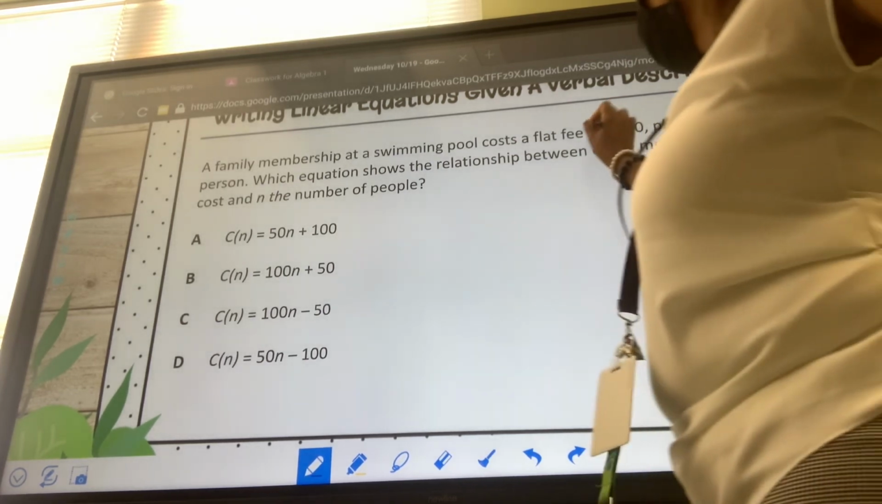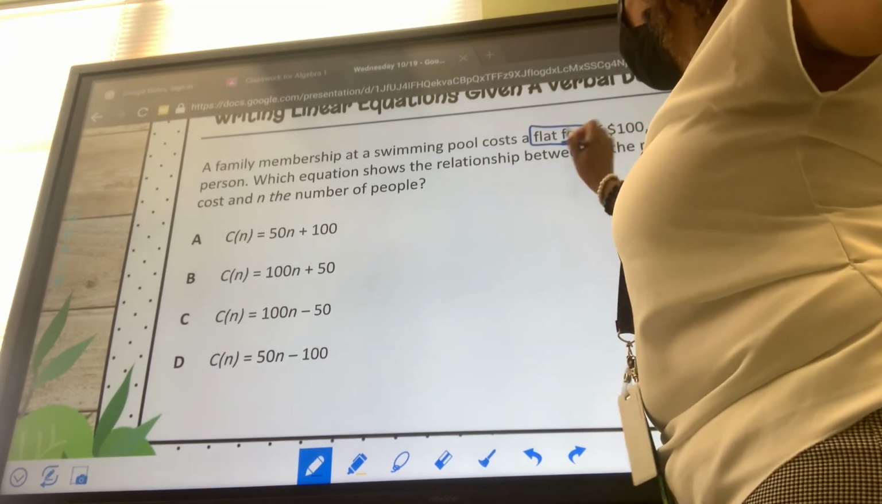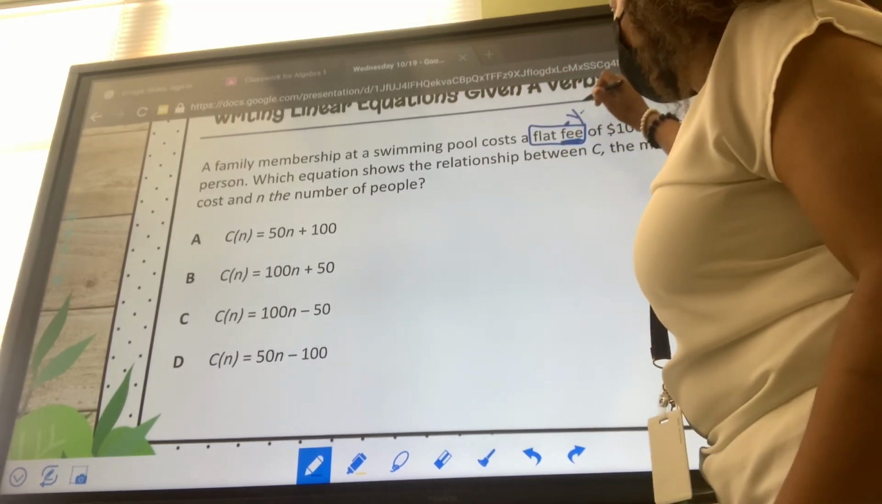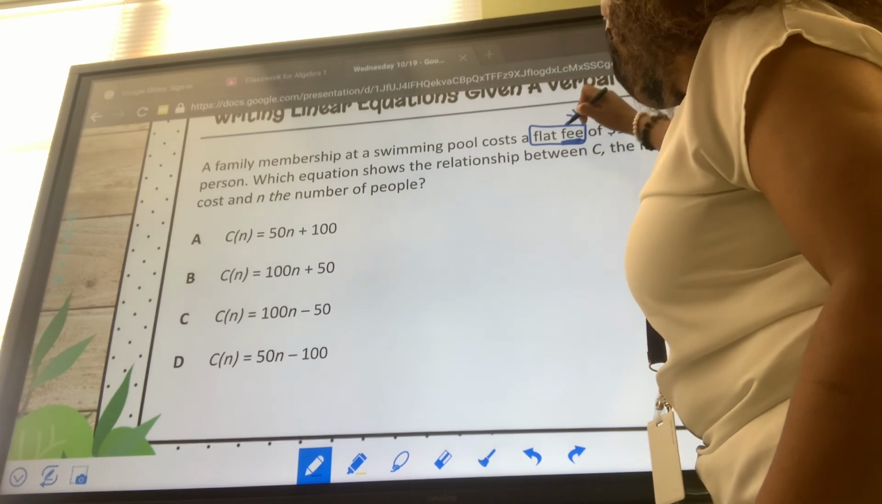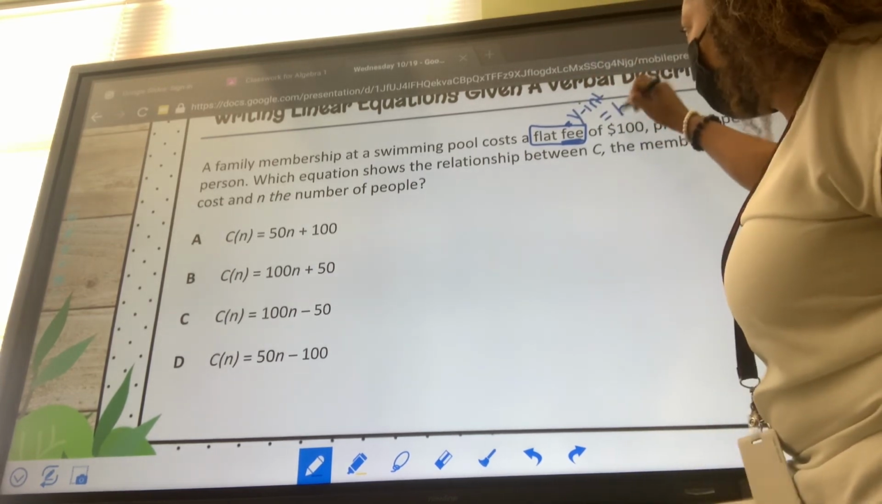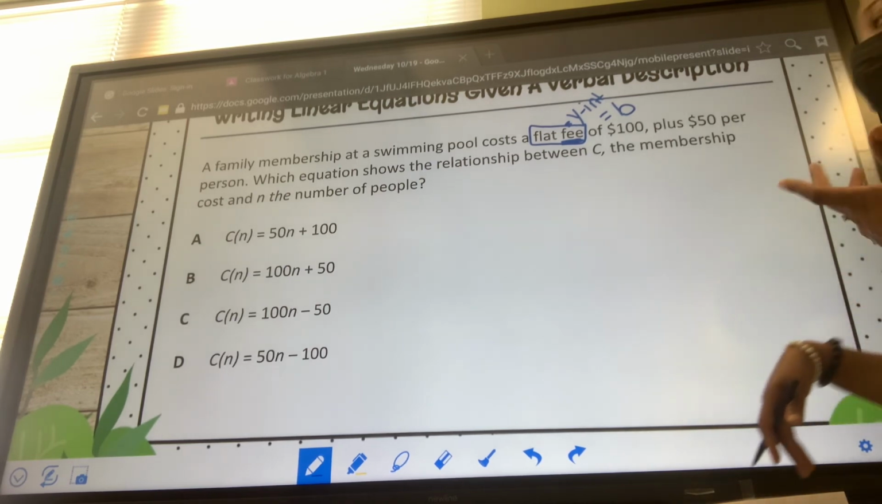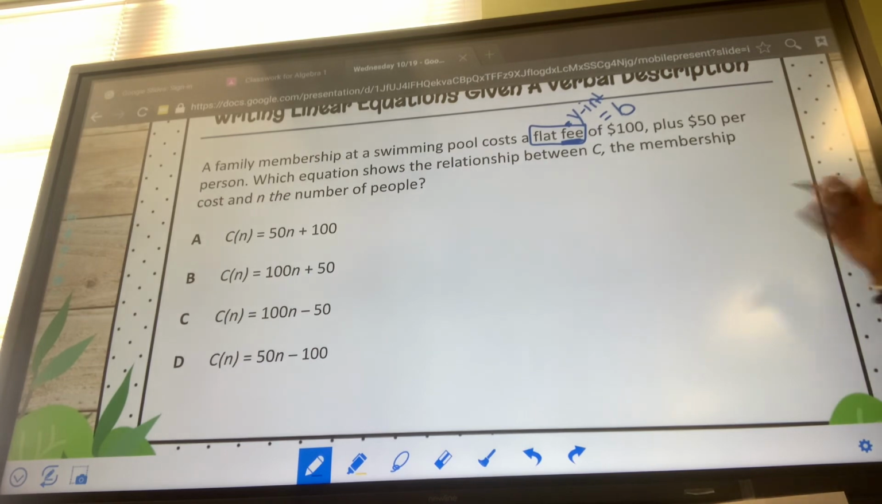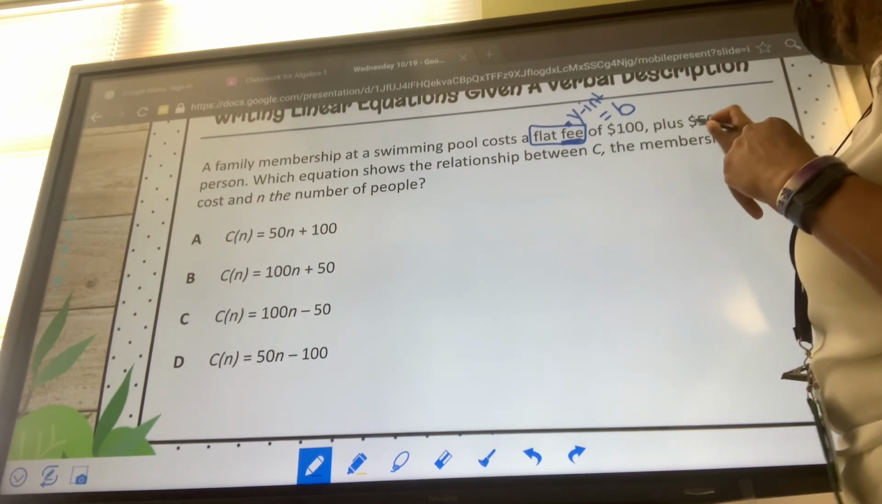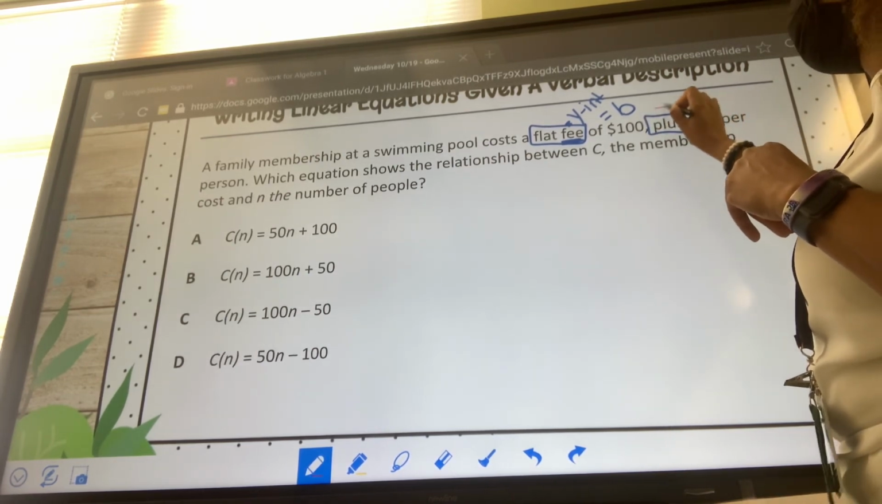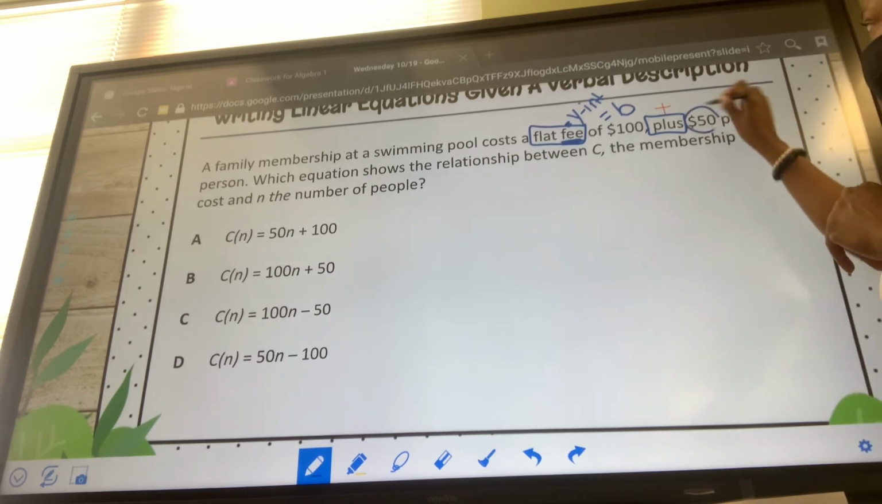Feet. That tells you y-intercept. The y-intercept is the b. It's 100. So that means it's going to say plus 100, or 100 plus something. Now we see the keyword there. Now we have a number.